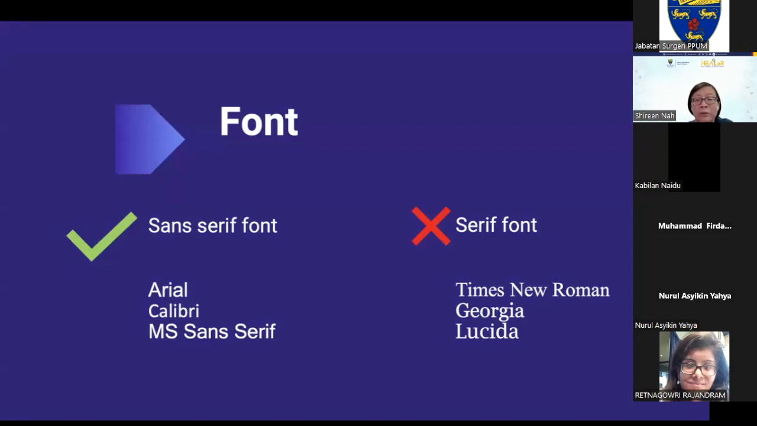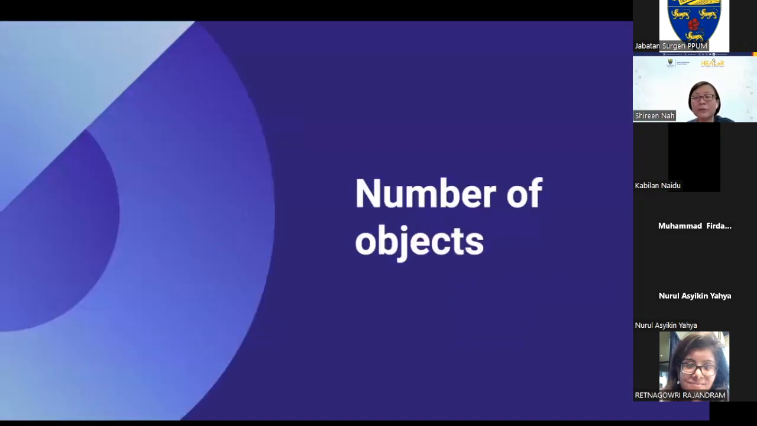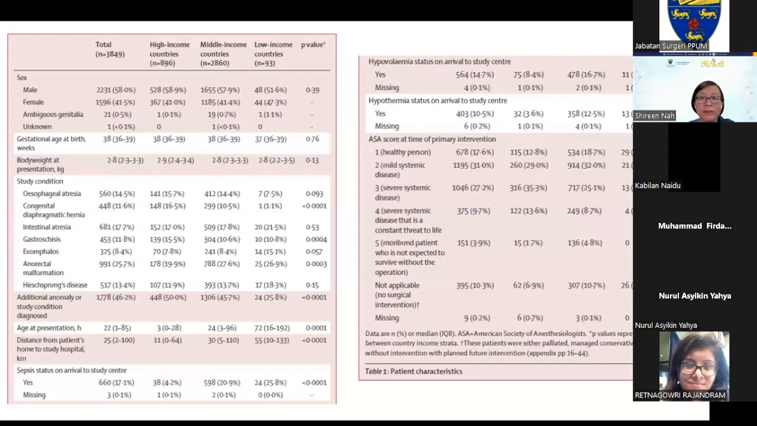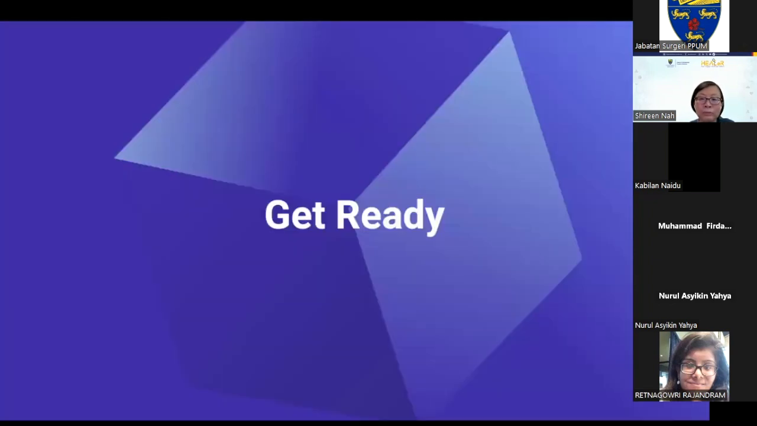So stick to what we call sans serif font. That means they don't have those little edges that come out. They're just very clean edges. This is also important. Number of objects. Do not crowd the screen. Okay? Again, surgical trainees, you know I nag about this. Don't start a slide saying, I'm so sorry, this is such a crowded slide. If you have to start that way, remove the crowded slide. Don't inflict the pain of a crowded slide on your audience. Okay? Highlight the information that you want to show.